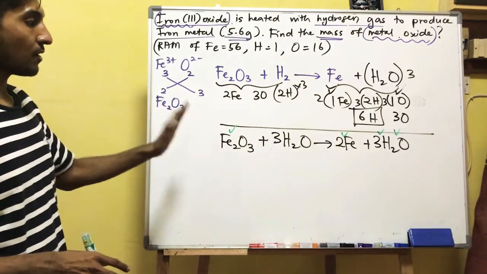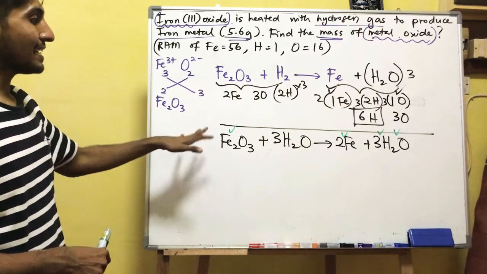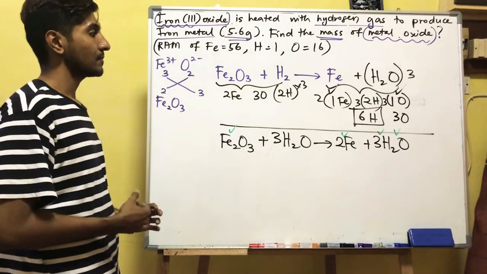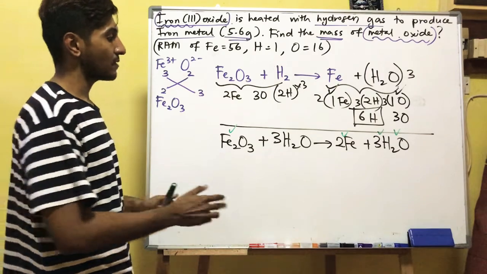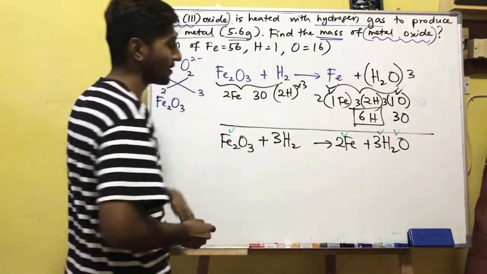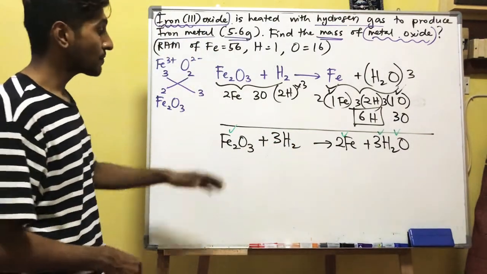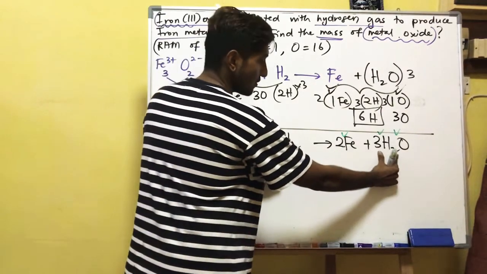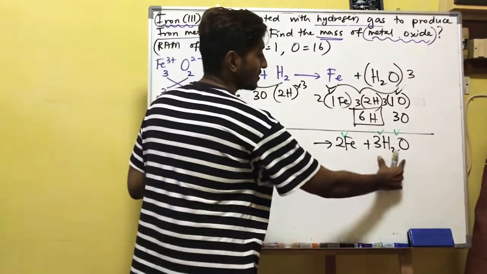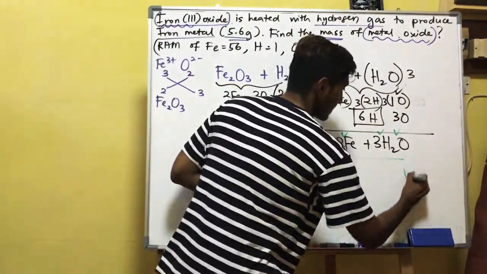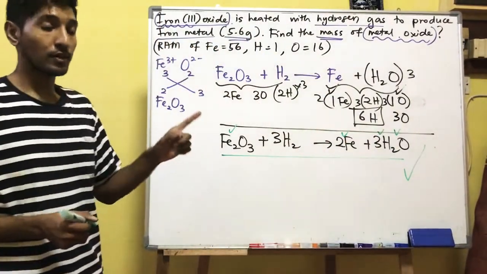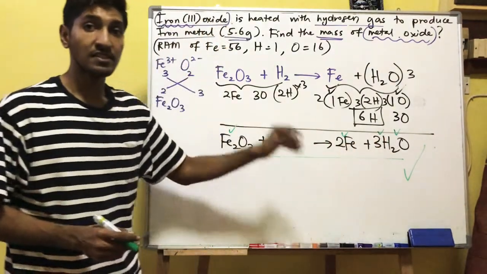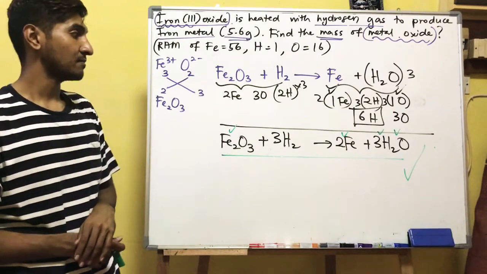Okay, now is the real question. Is this really balanced though? So is this really balanced? Oh, sorry, there's no O here. Okay, is this really balanced though? So now, ferrum is 2, hydrogen is 6, oxygen is 3, oxygen is 3. So this is balanced. Okay, so this is the complete, balanced and perfect equation for the calculation.